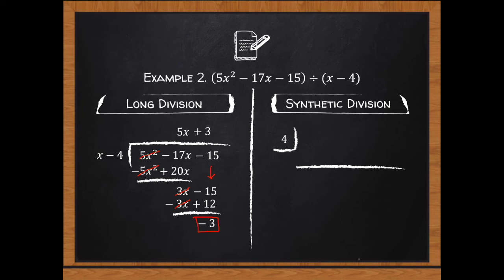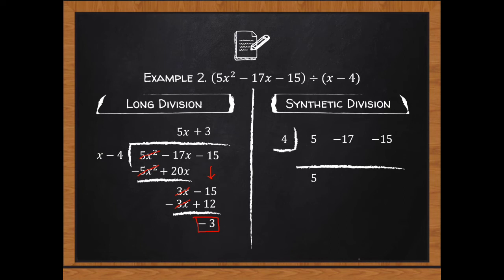And then on our first column, ang isusulat po natin ay mga coefficient ng ating dividend in its standard form. So, 5, and then negative 17, negative 15. Do not forget po na isulat din ang mga sign ng ating coefficient. So, since minus 17 yan, that means negative 17 po ang coefficient natin. Minus 15 yan, that means negative 15 ang ating coefficient.